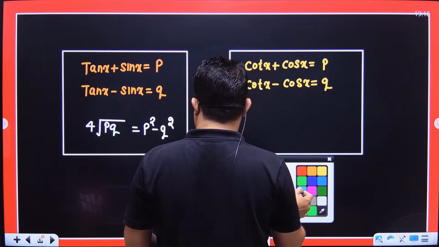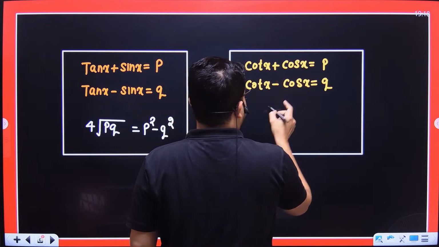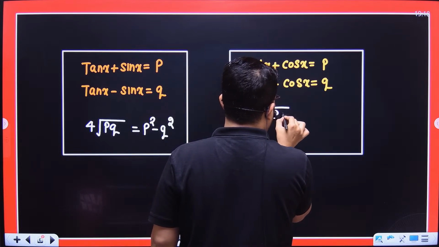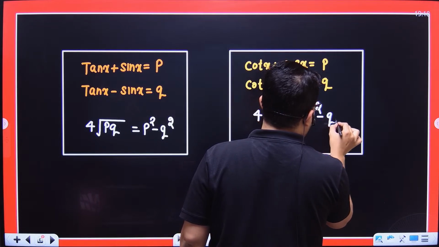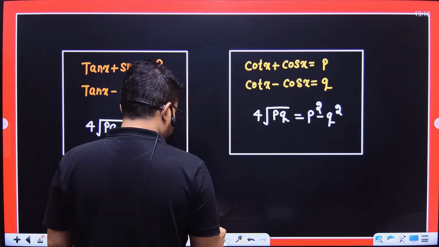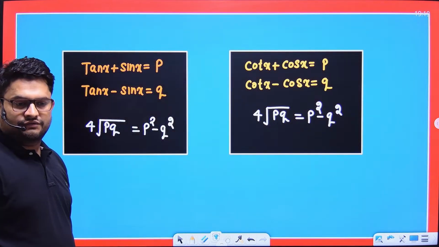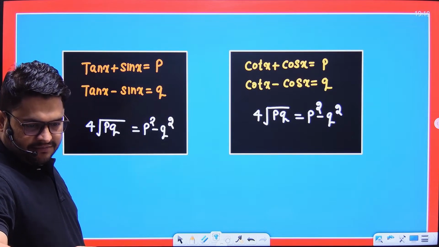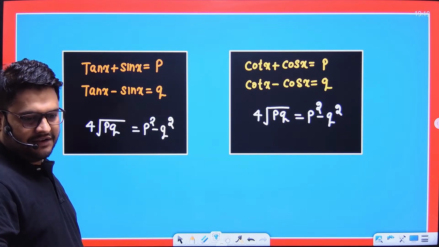Now you have a result, and what is the result here? 4 times under the root PQ is equal to P square minus Q square. So we always have this result. So Animesh, Fitness Motivation, Komal, Namika, Renu, Akshit, Monu, Sonia, Payal, all have given correct answers.